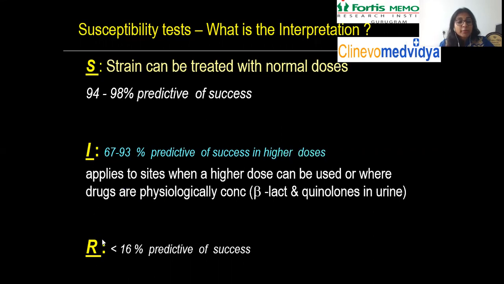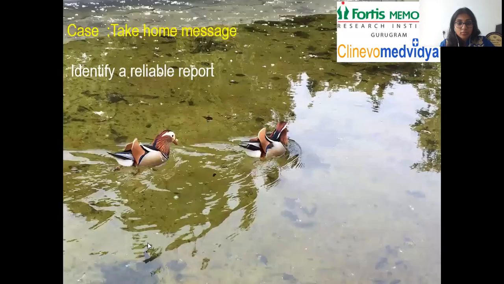When a particular antibiotic is reported as resistant, it means that the success rate is less than 16%. The chances of cure are very less. So the take home message from this particular case is that it's very important to identify the reliable reports. A lot of times the report is available, but a careful interpretation of the report is extremely important.